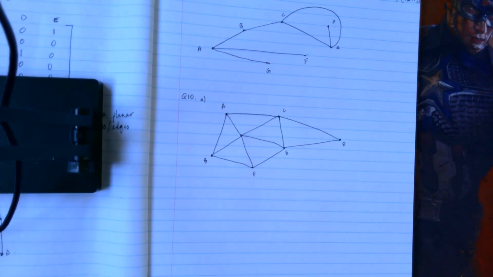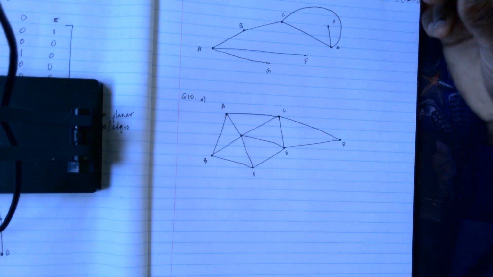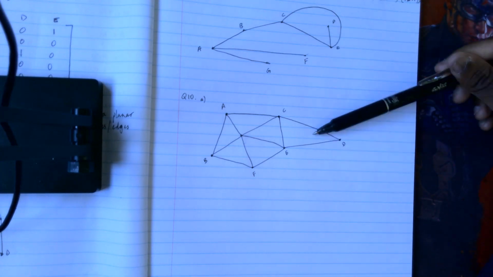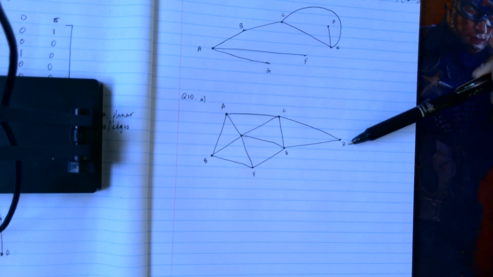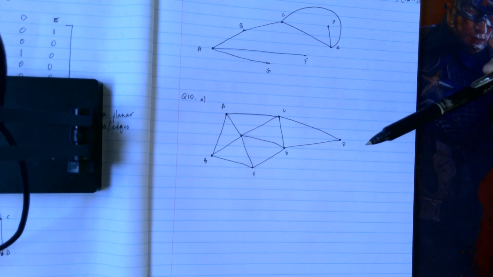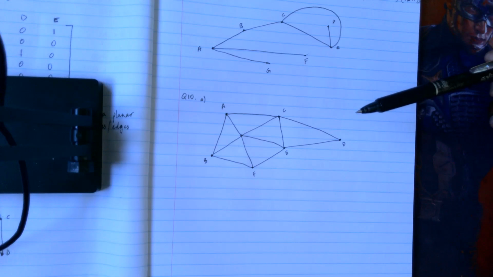Alright, question 10. We've got this network. I've just redrawn it. I've also added letters on the end of my vertices, just so we know which vertex I'm talking about, and it makes it easy to follow along.